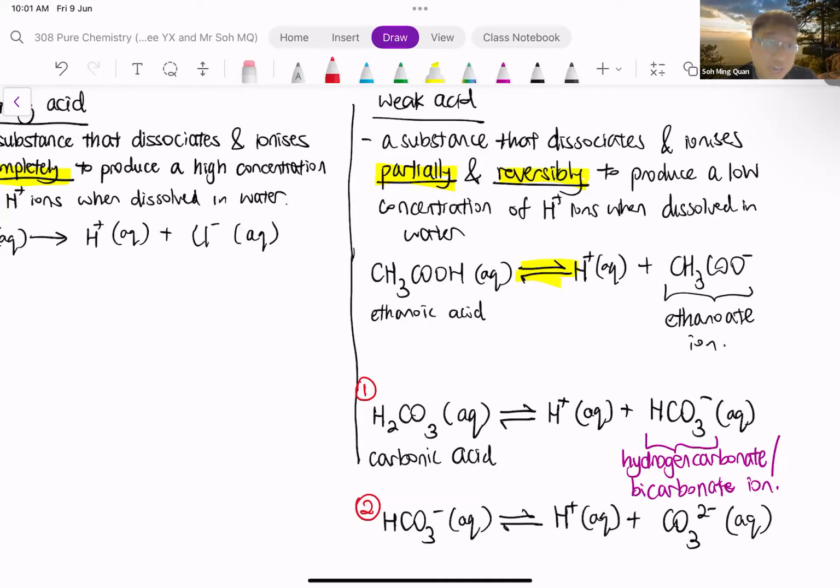Okay, so it's not just carboxylic acids. There are some other acids which are also weak acids, but they are not carboxylic acids.